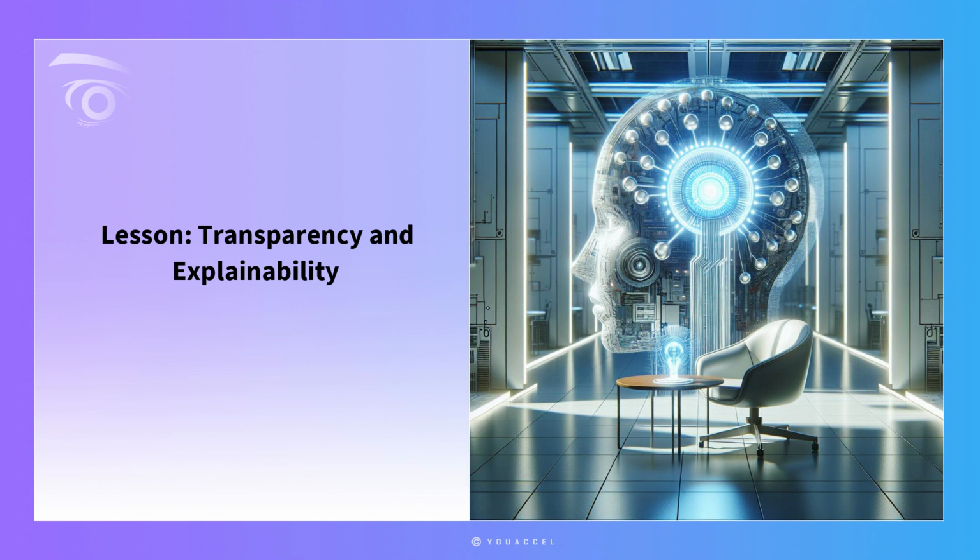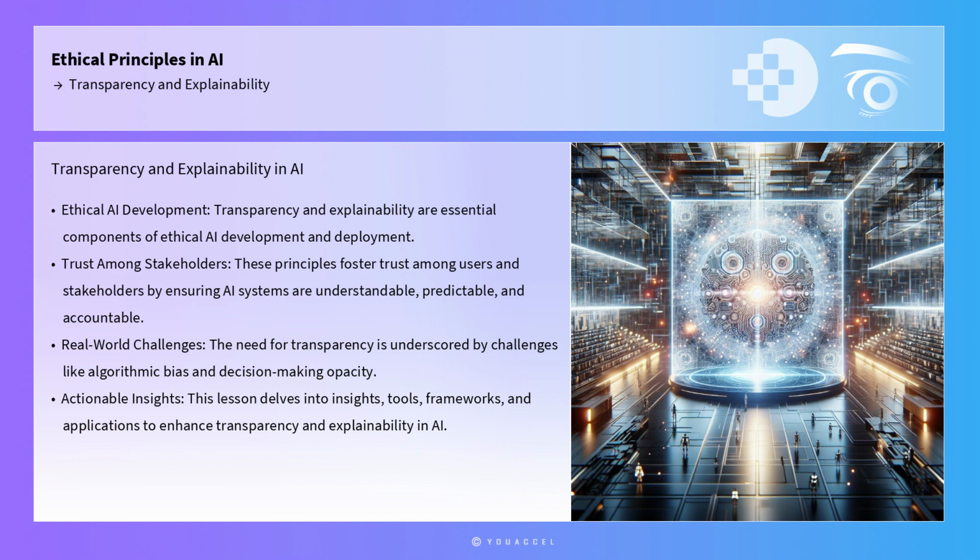Lesson: Transparency and Explainability. Transparency and explainability in artificial intelligence are essential components of ethical AI development and deployment. These principles are crucial for ensuring that AI systems operate in a manner that is understandable, predictable, and accountable, which in turn fosters trust among users and stakeholders. The need for transparency and explainability in AI is underscored by numerous real-world challenges, such as algorithmic bias, decision-making opacity, and the potential for AI to cause unintentional harm.